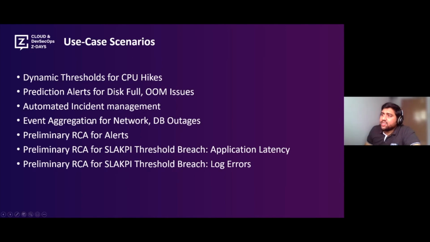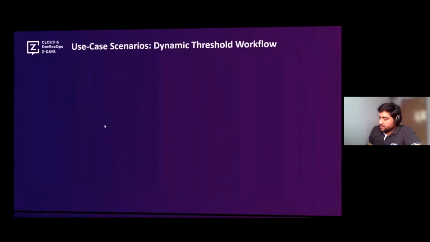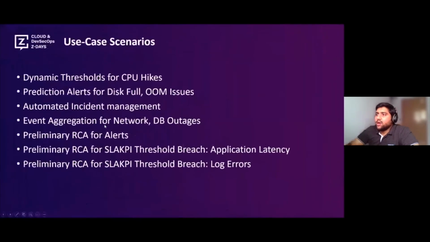And event aggregation is where we have incidents or alerts which are triggered due to one common reason, or which are related, and that can be aggregated into a single alert. Instead of having multiple alerts, they can be aggregated into a single alert and sent to the user. So this decreases the operational noise, as we discussed earlier.